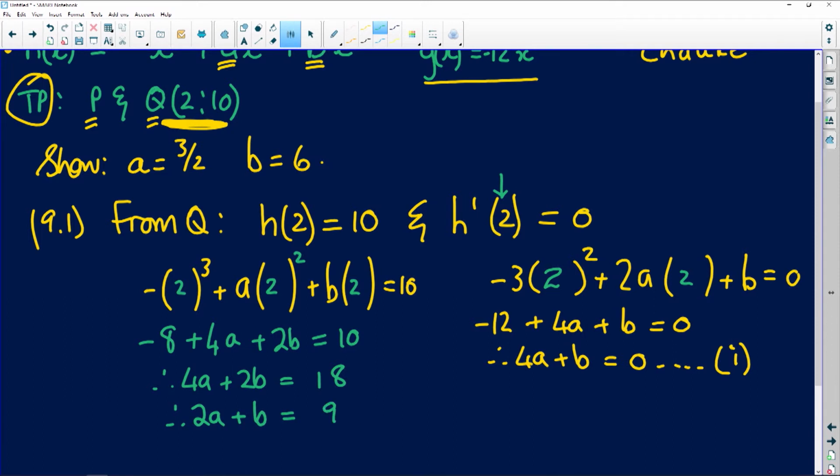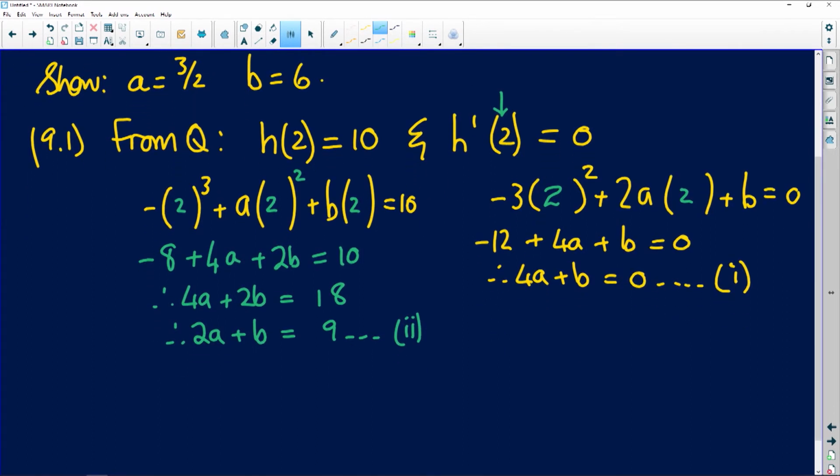Now, folks, this is my second equation. If I now subtract equation 1 minus equation 2, then I get 4a minus 2a, which is 2a.